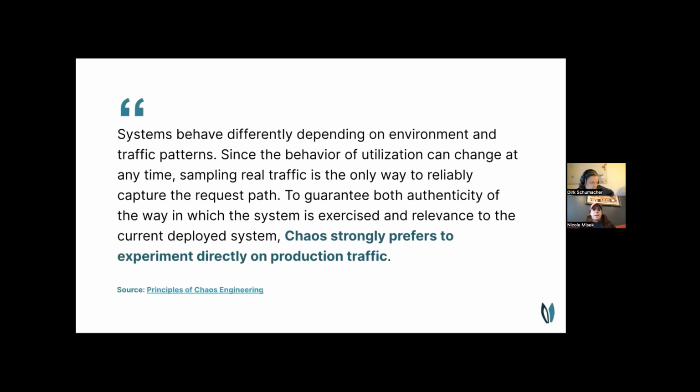So this quote is taken from the Principles of Chaos Engineering, which was coined by Netflix. And I'm just going to pull out this last piece of the quote here. Chaos strongly prefers to experiment directly on production traffic. At Nextmove, we think of production testing as the holy grail of your decision model testing, but it's not where you go to first. You have to go through a few more gates before you could feel confident to test directly on production traffic, because as I mentioned, it is expensive if you make a mistake.